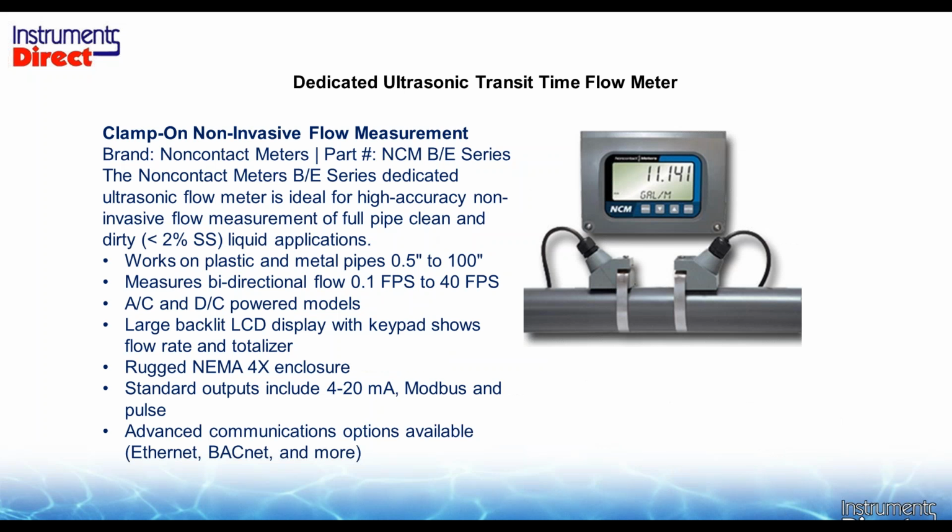Now, the dedicated technology continues to be very budget-oriented in price point. You can now buy a dedicated transit time flow meter for about $2,300. So that makes it very economical as opposed to using an inline device.